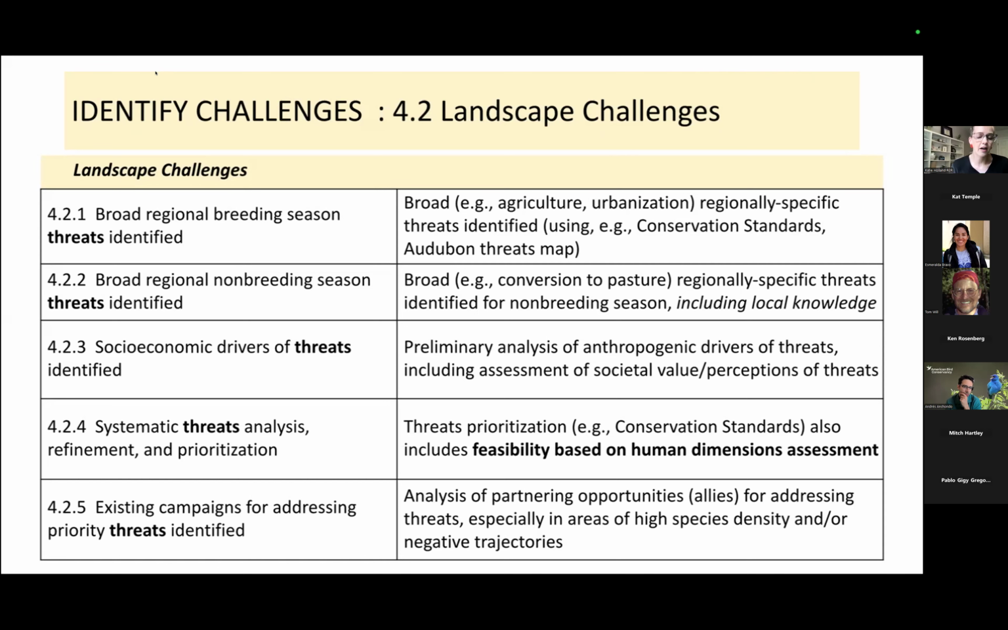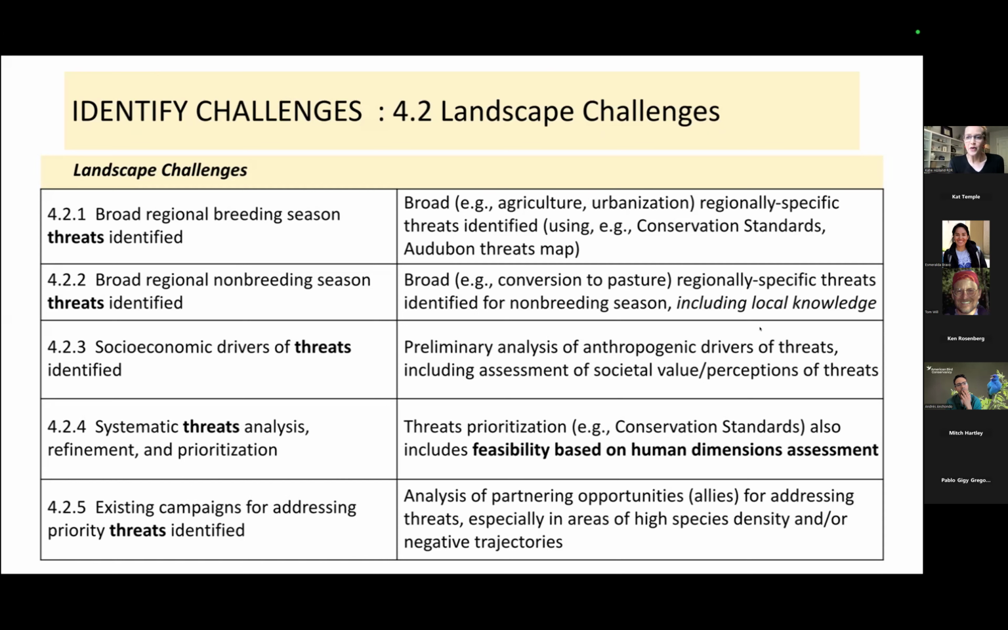So if one of the threats is urbanization, certainly that's impacting a lot of ecological pieces, including birds and broader than birds. So where are there campaigns that are existing that are working to address some of the priority threats that have been identified? And how can we tap into those opportunities as we build partnerships to think about how all of this will impact our species population and ultimately recovery?